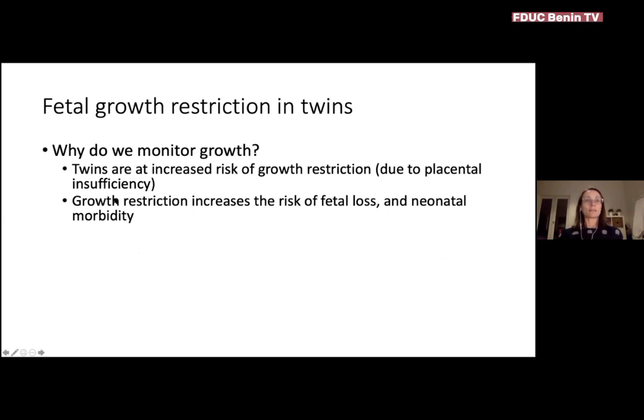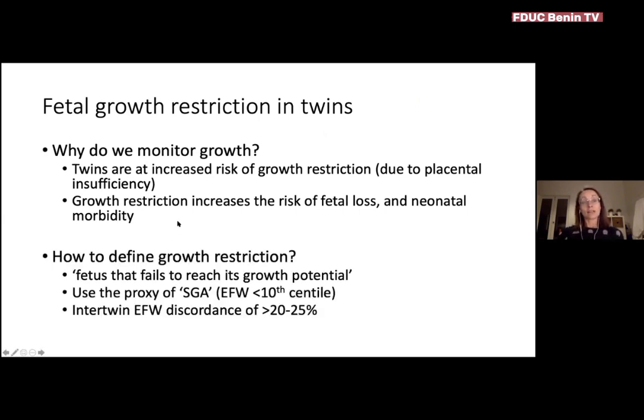So why do we monitor growth so closely? It's because twins are at an increased risk of growth restriction due to placental reasons. And we know that growth restriction increases the risk of fetal loss and neonatal morbidity. So detecting growth restriction enables us to hopefully time delivery to reduce that risk of fetal loss and other neonatal morbidity.